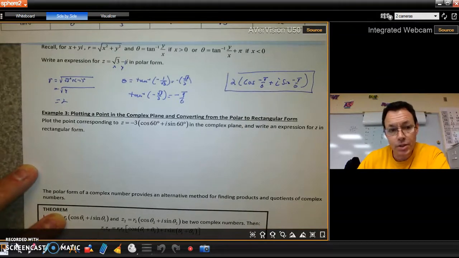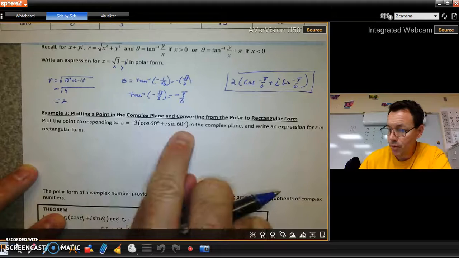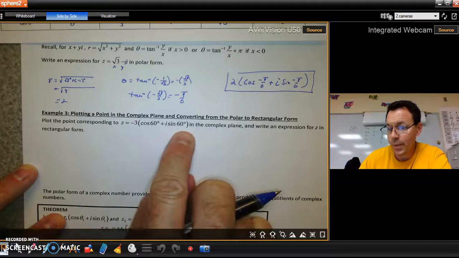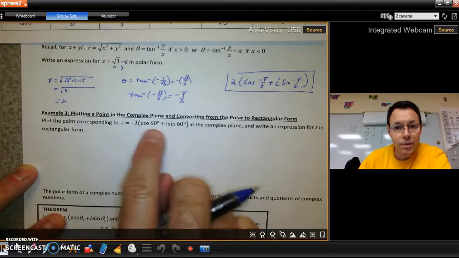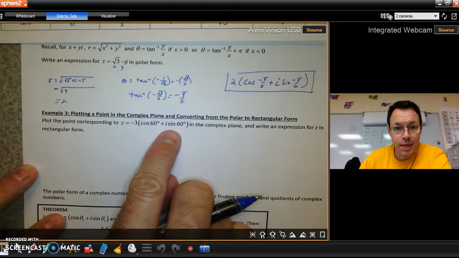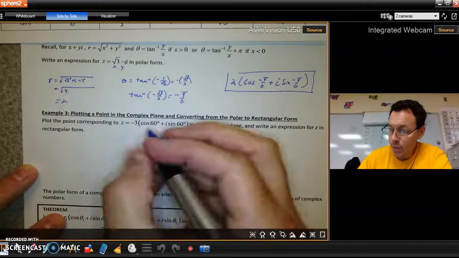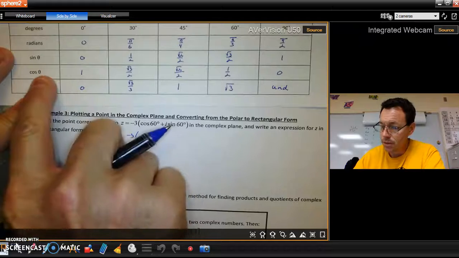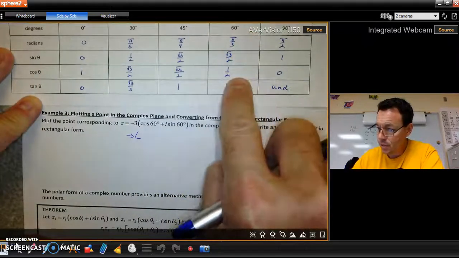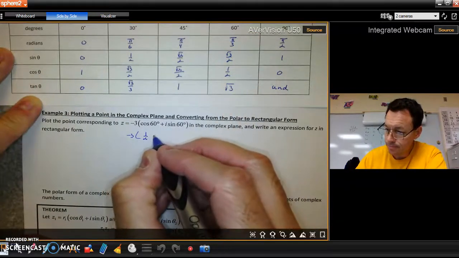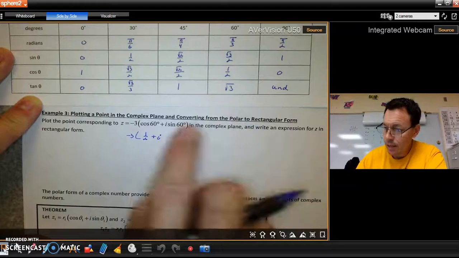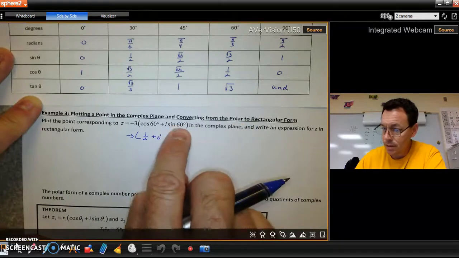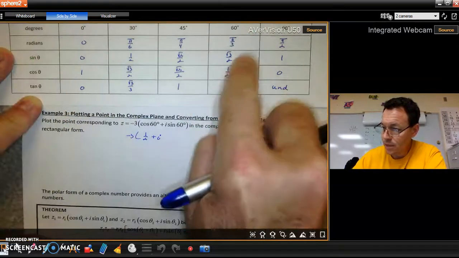Okay, how about the other direction? So going from polar form to rectangular form. This is real easy. All you do is simplify this. Okay, do the math. So inside these parentheses, I have the cosine of 60. Well, cosine of 60 is 1/2, plus I. And then the sine of 60, well, the sine of 60 is radical 3 over 2.